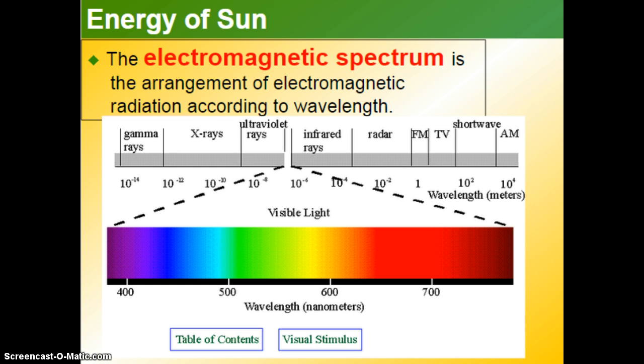Ultraviolet rays are slightly smaller than visible light. Infrared rays are slightly larger than our visible light, and that is the whole reason that we actually can't see the incoming and outgoing solar radiation or infrared rays back out into space.